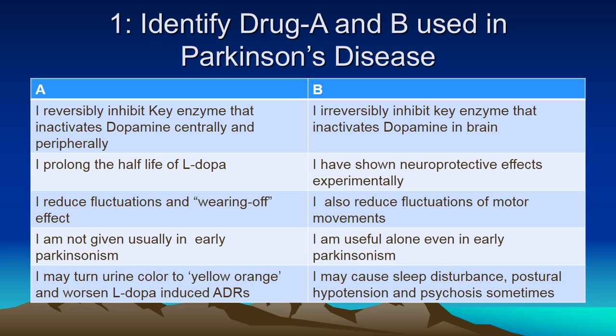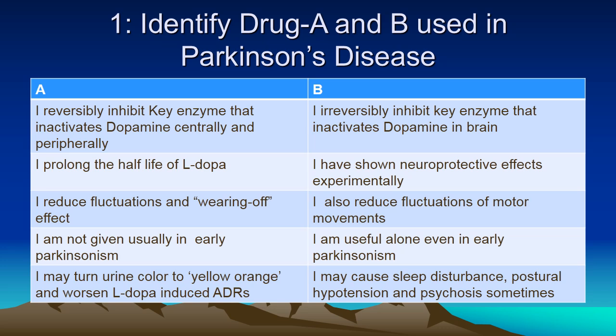Drug A reduces fluctuations and wearing off effects of levodopa or co-levodopa. And drug B also reduces fluctuations of the motor movements. Drug A is not given usually in early Parkinsonism, whereas drug B is also given alone in early Parkinsonism. Use of drug A may result in yellow-orange discoloration of urine, and it may also worsen levodopa-induced abnormal movements, whereas drug B causes sleep disturbance, postural hypotension, and sometimes psychosis when used for a long time.